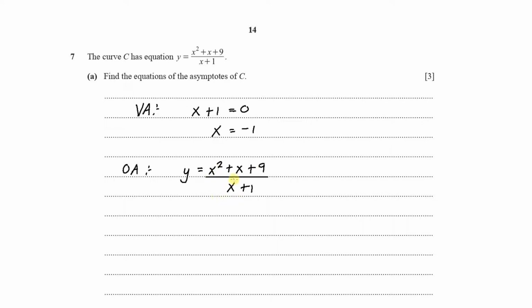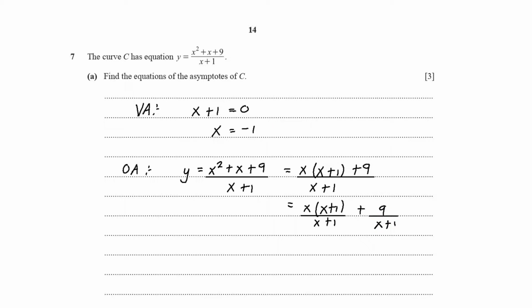So you can do long division, or even by inspection, you can notice that we can factorize x² + x by factoring x out. So that's x(x + 1) + 9, all over x + 1. And this is the same as x(x + 1)/(x + 1) + 9/(x + 1).